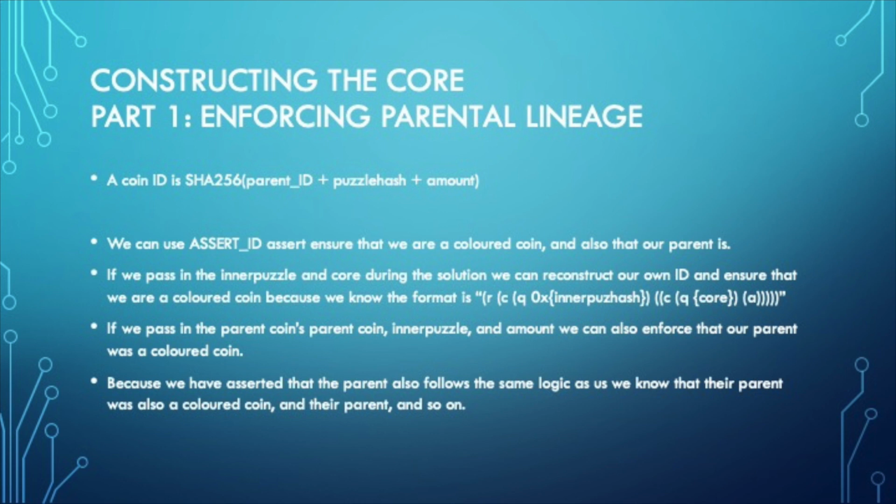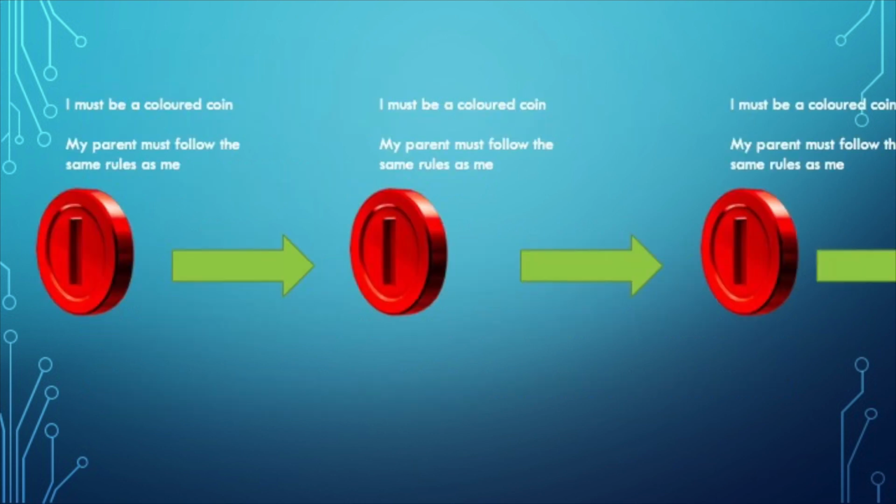Part of enforcing the colour is enforcing parental lineage. You want to make sure that a coloured coin comes from coloured parents. We can do this by using the assert my ID opcode. Remember, our ID includes our parent's ID as well. So we can create a rule that we must be a coloured coin and also that our parent must be a coloured coin. And this way, it will work all the way up in our lineage.